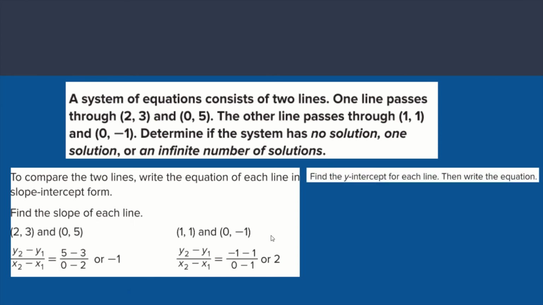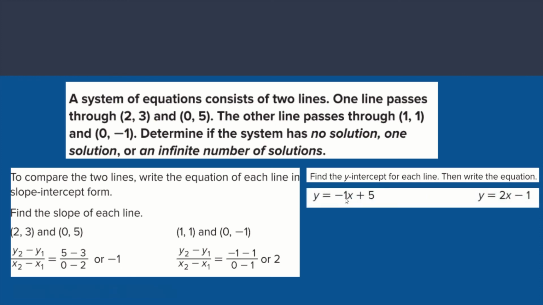Since we found our slope, now to put them both into slope-intercept form, I need to find their y-intercept. The nice thing here is they've given it to us in their points, 0, 5 and 0, negative 1. So then we can graph these two lines. The first one has a slope of negative 1 and a y-intercept of 5, so that's going to be y equals negative 1x plus 5. And that second one has a slope of 2 and a y-intercept of negative 1, so it's going to be y equals 2x minus 1.